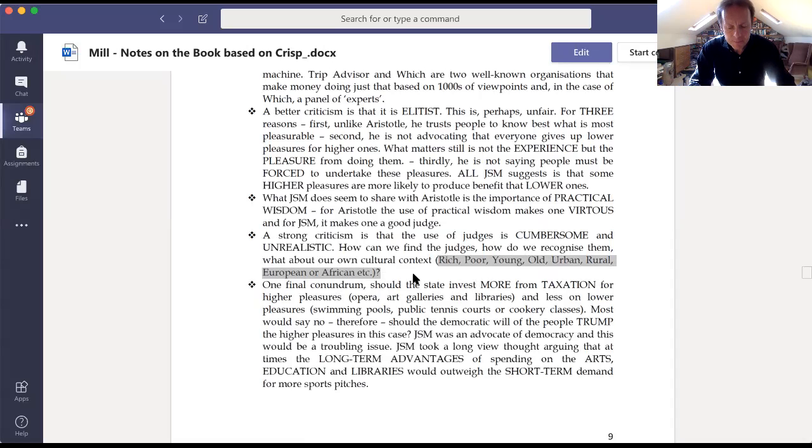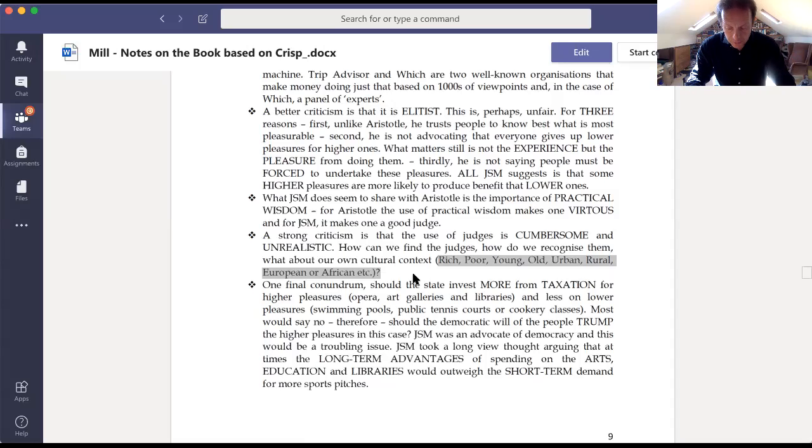And we might say, when we spend public resources, should we fund opera, art galleries and libraries, or should we fund swimming pools, tennis courts and cookery classes? What are the higher pleasures, what are the lower pleasures, and are they necessary? Now, Mill would recognize that in order to keep your higher pleasures going, you need to take care of your bodily health. So you need to eat well, sleep well, exercise, and these could be seen as lower pleasures, but they're deeply interconnected to higher pleasures. So again, it's complicated.